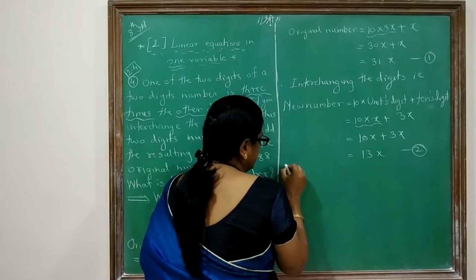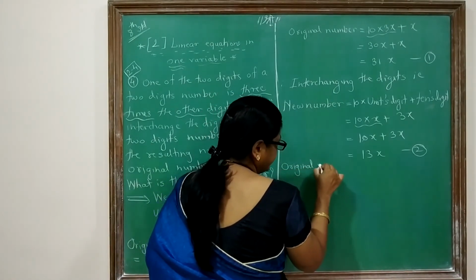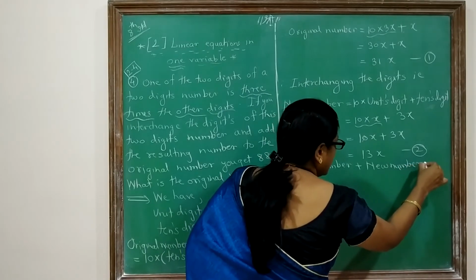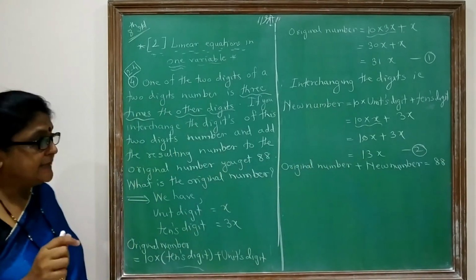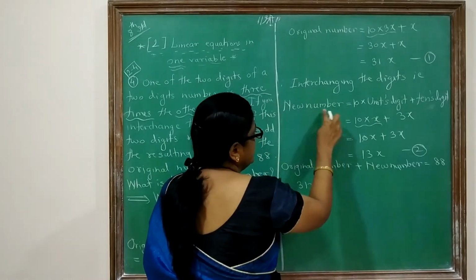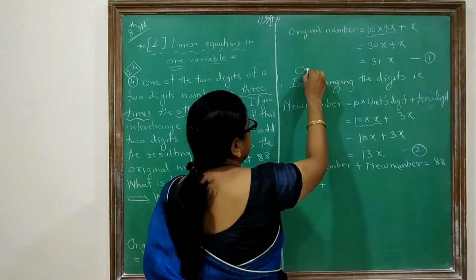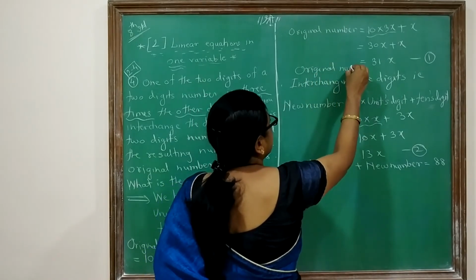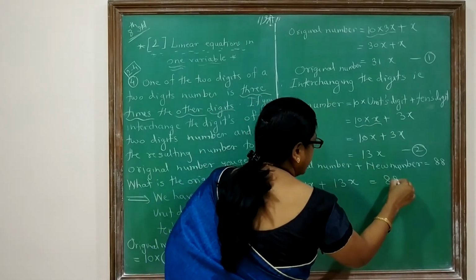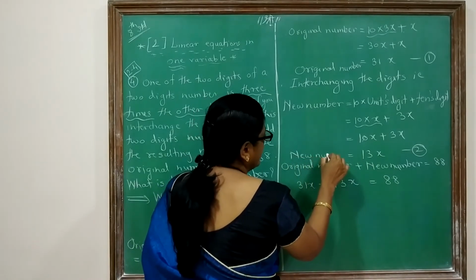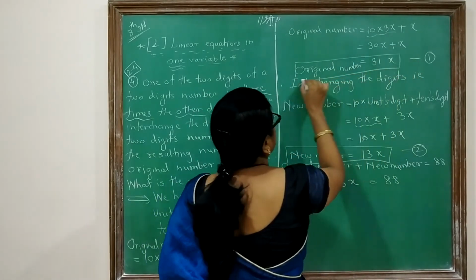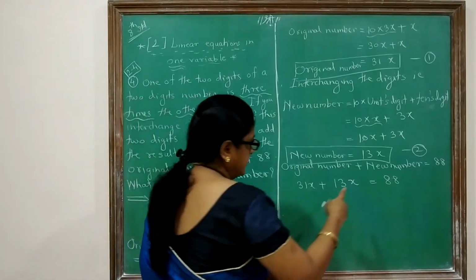Means your next condition is what? Original number plus new number, you will get how many? 88. Then what is your original number? Your original number is 31x, plus your new number, 13x, equal to what? 88. This is your original number and this is your new number. Then 31x plus 13x equal to 88.